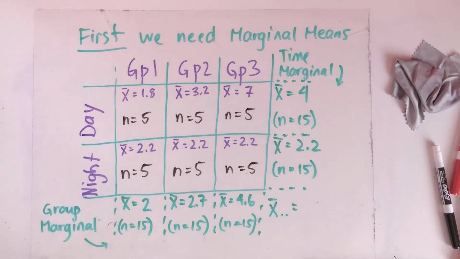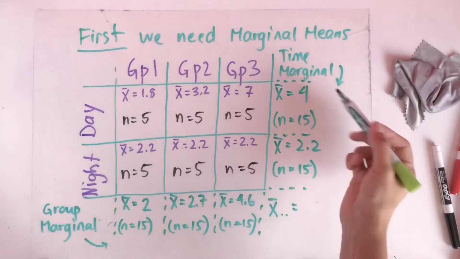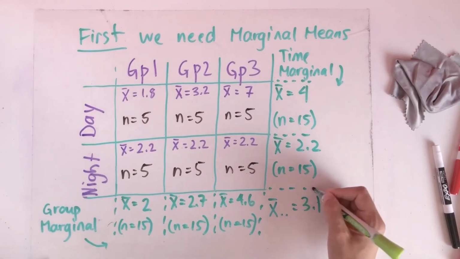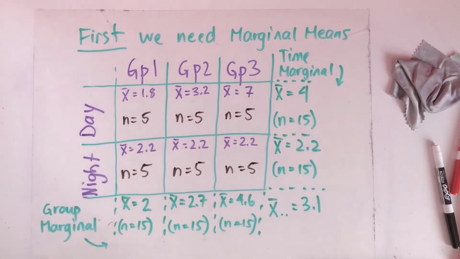Cool. I'm assuming you're back or have never left. So 4 plus 2.2, 6.2, divided by 2 is 3.1. Don't worry, I've done this calculation before. That's why I'm fast with it. And then here, if we add 2, 2.7, 4.6, and divide by 3, you'll also get 3.1.